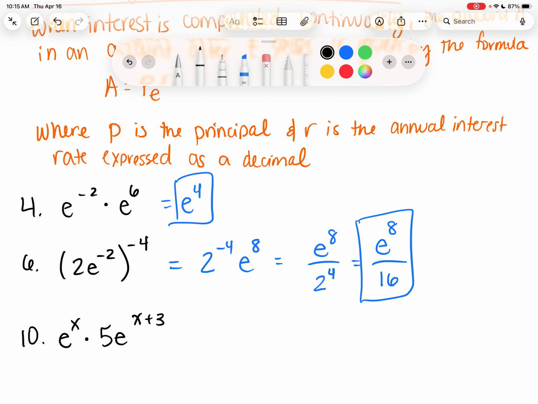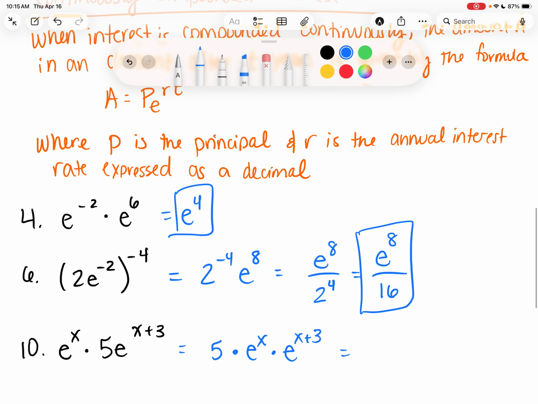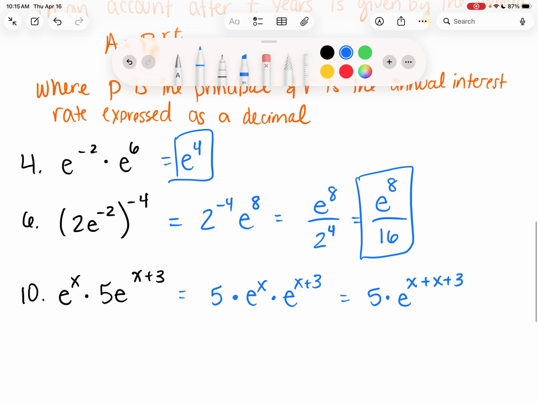But really, if we wanted to think about this, this is just 5 times e to the x times e to the x plus 3, right? So it's not actually changing the base, right? Because the x plus 3 is only on the e. So we're still going to add the exponents. So this is going to be 5 times e to the x plus 3. Okay, so it's just adding basically a variable exponent now. And so then our answer would be 5e to the 2x plus 3. So just like our normal rules with adding like terms, it still applies even though they're in the exponent.